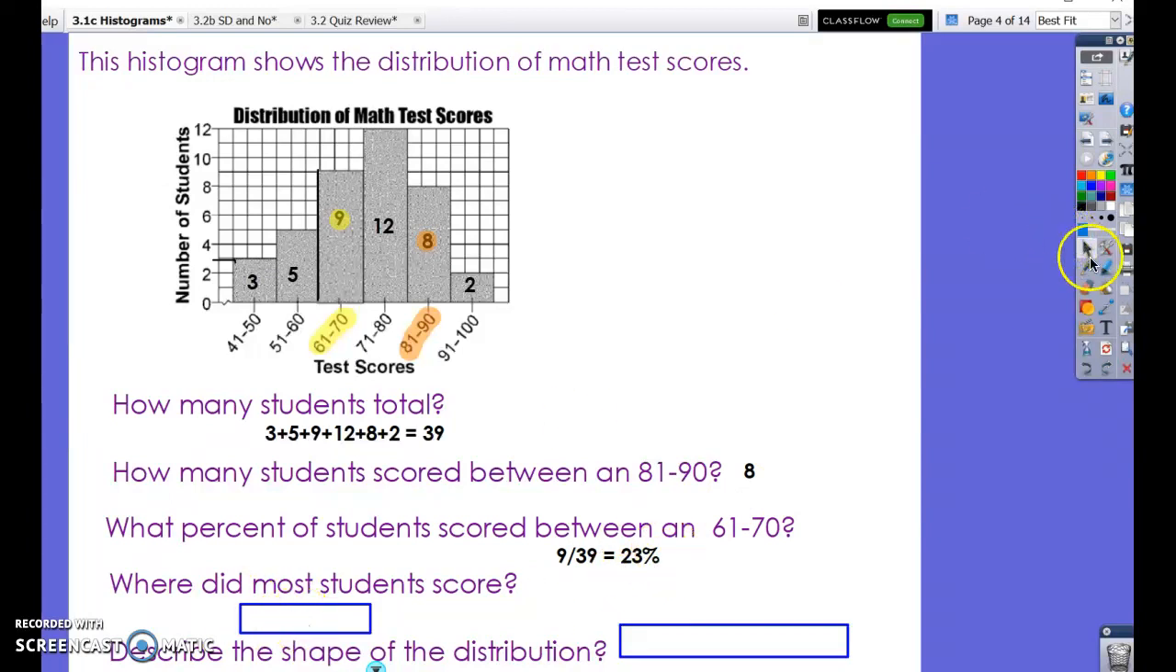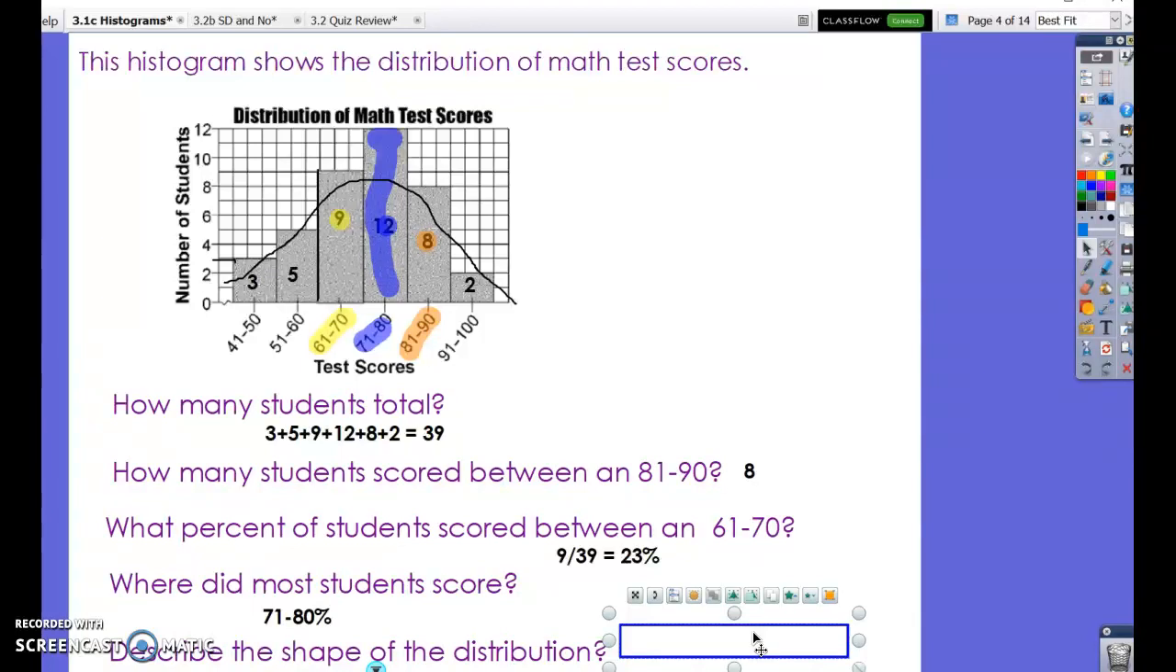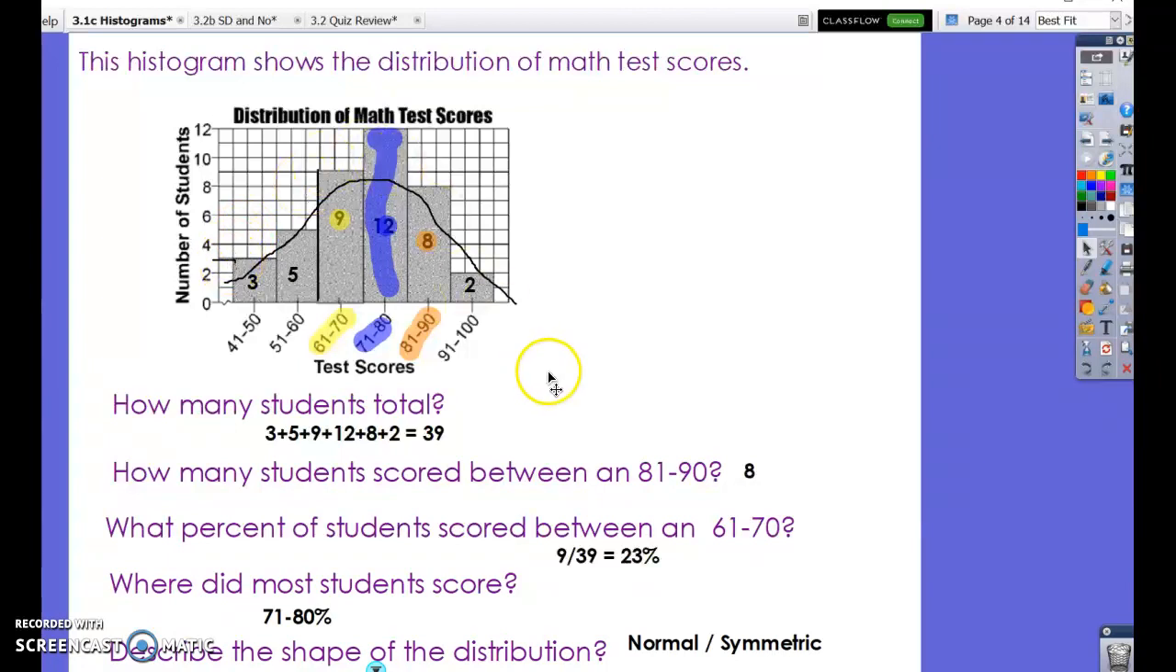Where did the most students score? Well, we are looking at the highest bar, so right here, okay? 12 students scored within this range, and that range is 71 to 80. So we would say most students scored between 71 and 80. Last but not least, if you wanted to describe this shape, well, it's not perfect, but it kind of fits that normal curve. So we could call this normal or symmetric. Okay, very rarely when you're looking at real data like this will it perfectly fit that normal curve. But since it generally follows that shape, we can call it normal or symmetric.